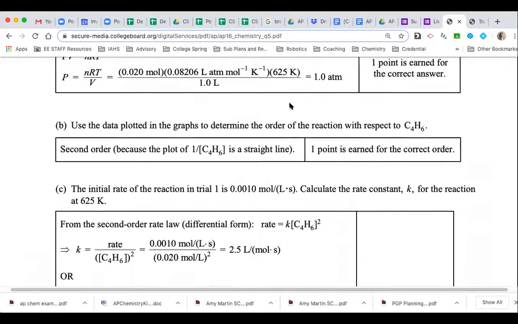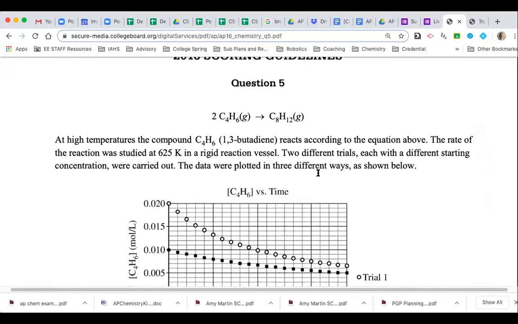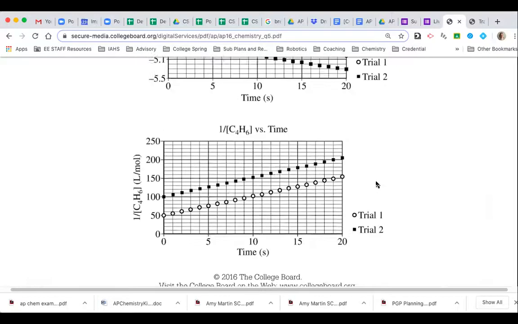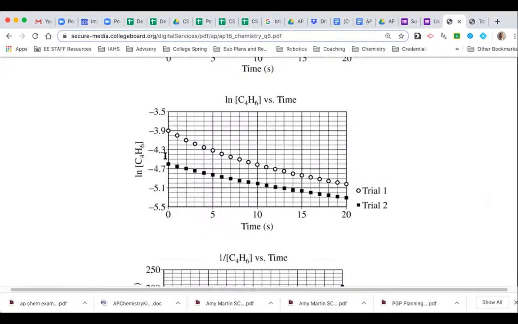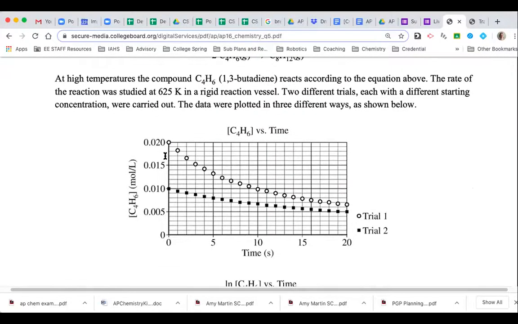And do they tell us anything about the volume? No, we don't know anything about the volume. Let's go cheat and see. N over V. Where do they get 0.02 moles from? Oh, wow. Oh, they're finding it from the graph.